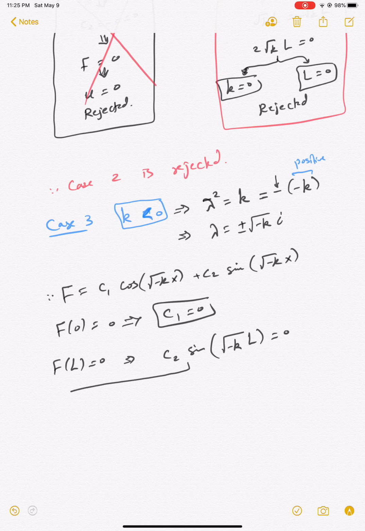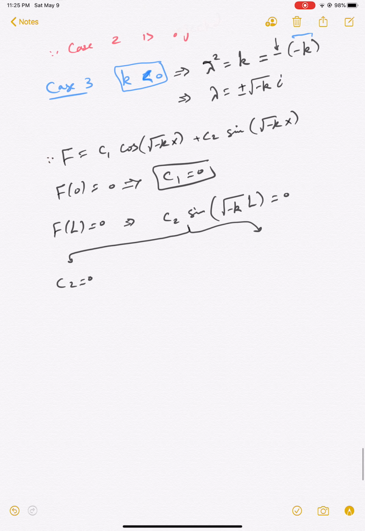Now this gives you again two cases. It's either C2 equals 0 and this is rejected.